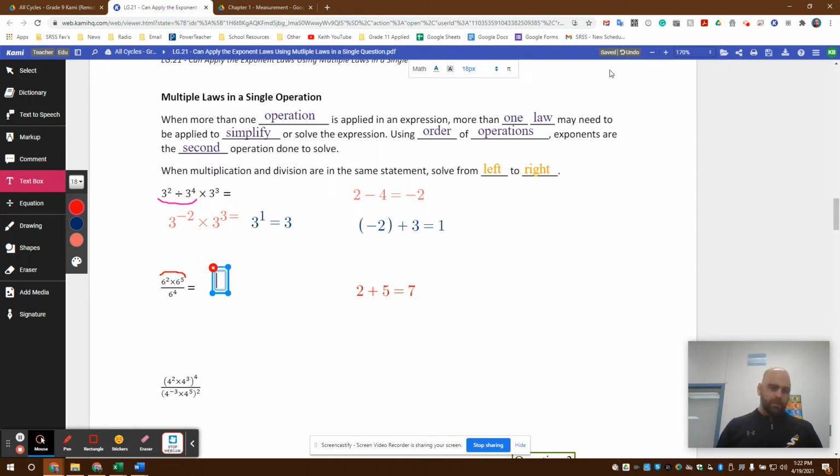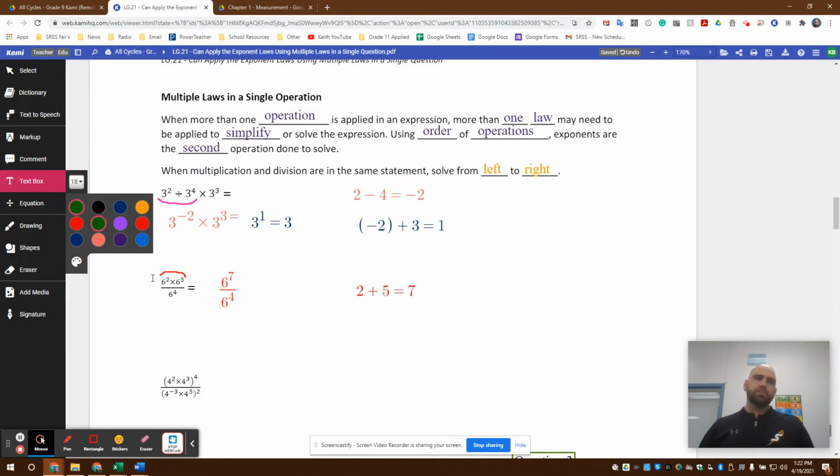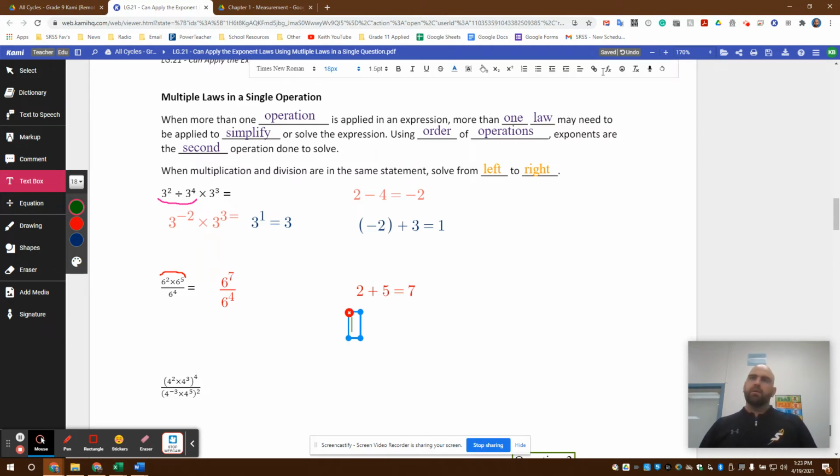So this is going to give us 6 to the power of 7 over 6 to the power of 4. Okay, the bottom doesn't change yet. So that's done. We have now the top is done. So once both the top and the bottom are down to a single power, we can then simplify the two of them together. So we have division, 7 on top, 4 on the bottom. So we are going to divide, or 7 minus 4 is equal to 3.